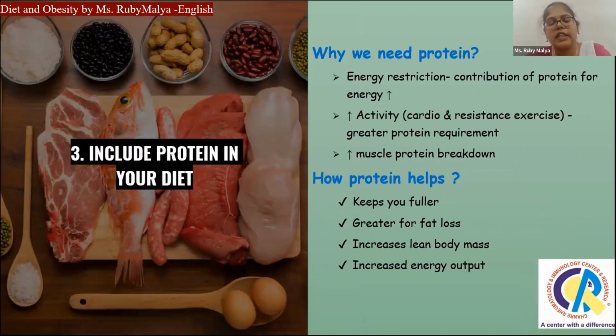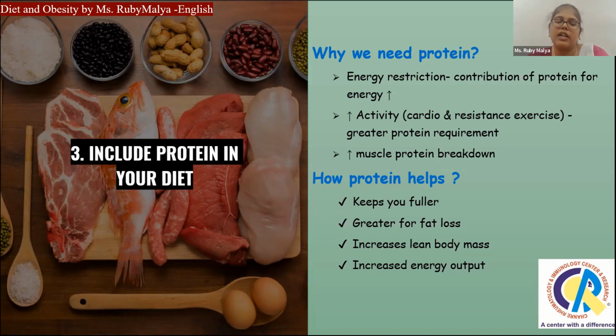Next one is including more protein in your diet. So first, why do we need protein? When you're in an energy restriction, the contribution of the protein increases. Why? Because you are already in a calorie deficit. So the body will be sourcing the energy from the other two parts, like protein and fat. First, it is easy for the body to take energy from the protein, so it will go for protein. So there will be a destruction of protein for energy, and the requirement of protein also increases.